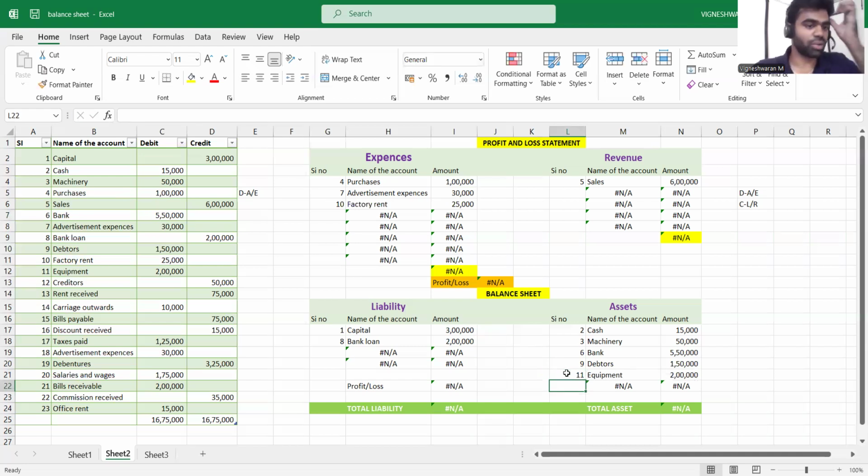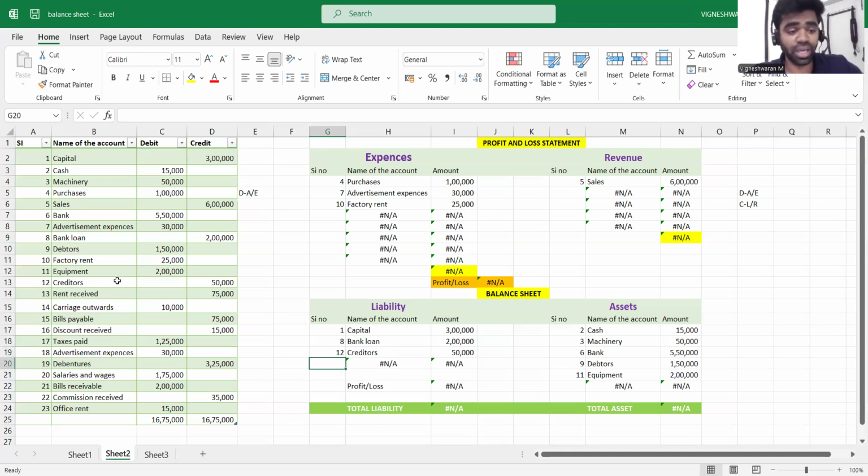12th one, creditors. Creditors is 50,000, in the credit side. So it should be a liability or a revenue. Creditors means, for example, my friend Varun has a shop. I went to him and bought 1,000 rupees worth of products, but I didn't give him money. That kind of purchase is called a credit purchase, where money is not involved or the payment is done in the future. So creditors means I am liable. The amount is 50,000. So it is 12.